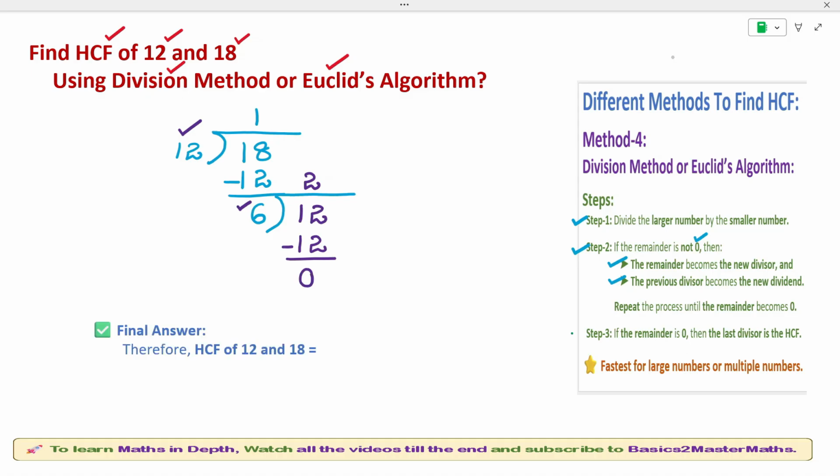Step 3. If the remainder is 0, then the last divisor is the HCF. Therefore, HCF of 12 and 18 is 6.